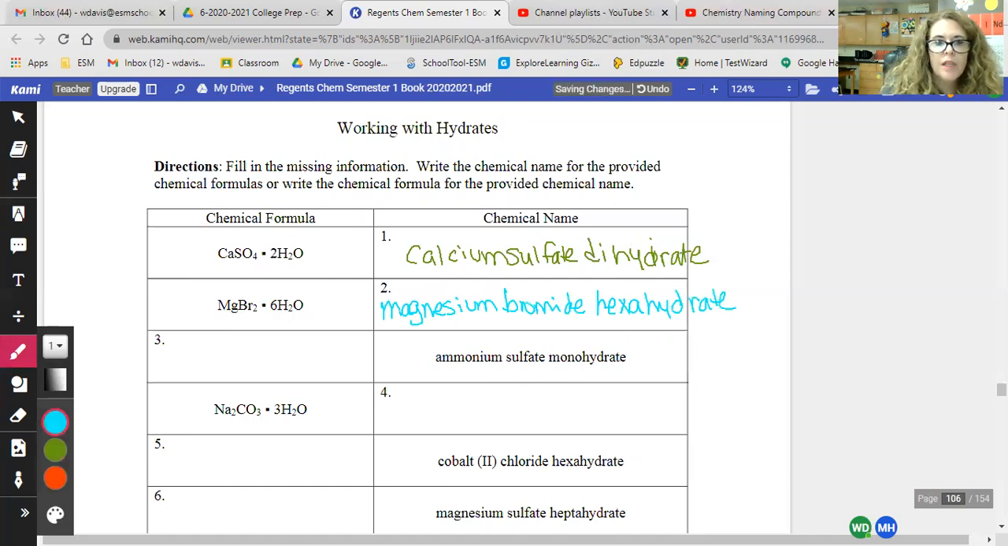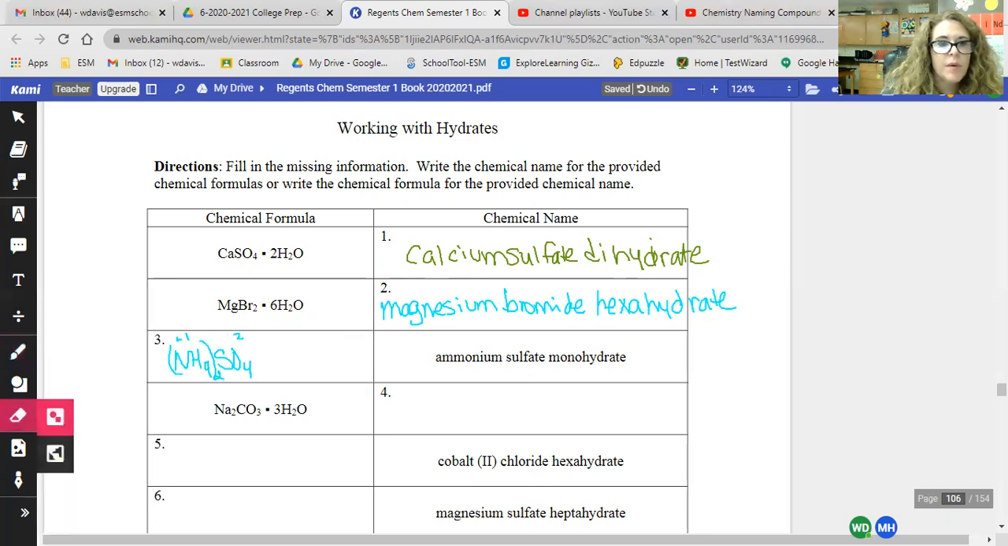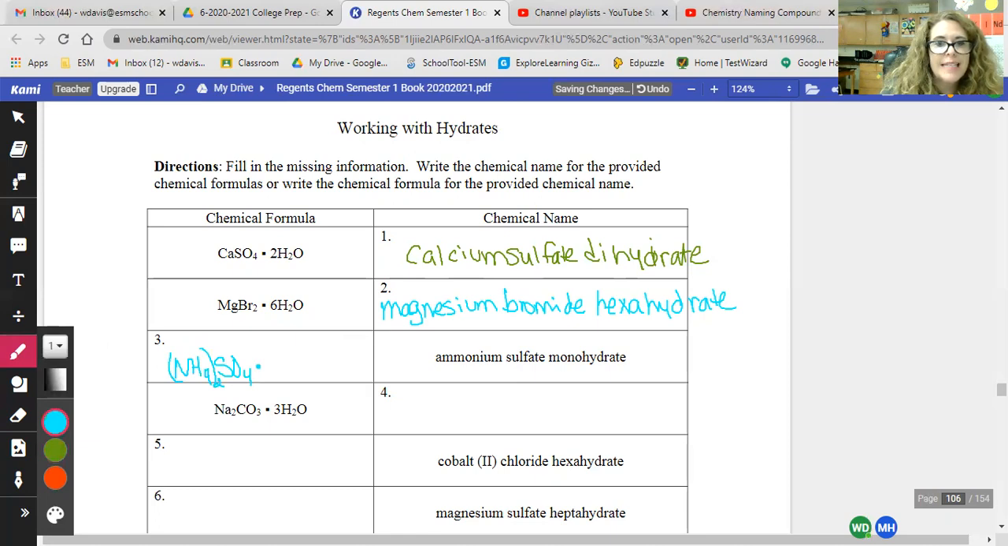Now I have ammonium, so that is NH4, sulfate, SO4, charges +1, -2. So I have to put the parentheses in here. And so I don't have to rewrite it, I'm just going to erase my charges. There we go. And now I'm going to do my dot, and then I have monohydrate. So dot H2O.